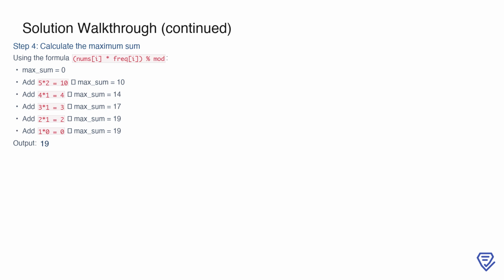The first product is 5 multiplied by 2, which equals 10. Adding this to max_sum gives 10. Next, we multiply 4 by 1, resulting in 4, and adding it to max_sum gives 14. Then, 3 multiplied by 1 gives 3, updating max_sum to 17. Multiplying 2 by 1 yields 2, making max_sum 19. Finally, 1 multiplied by 0 gives 0, so max_sum remains 19. The maximum sum for this example is therefore 19.